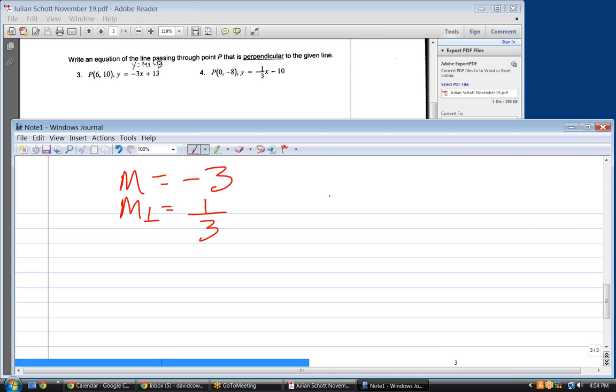Y equals 1/3 x plus b. We don't know what b is yet. How can we solve for b? We know that this equation goes through that same point. So whatever this equation is, it has to satisfy that point. In other words, when I substitute 10 for y and 6 for x, that will allow me to solve for b.